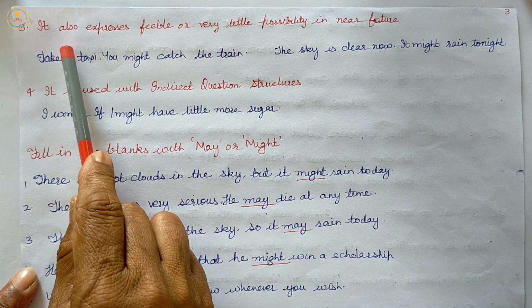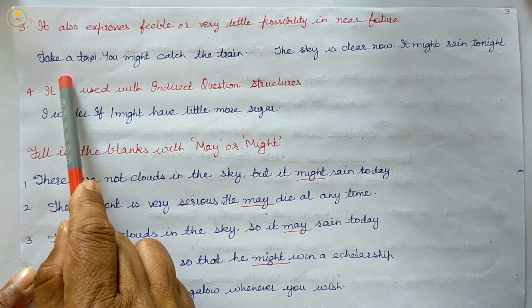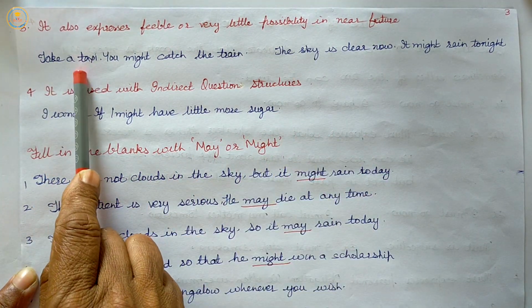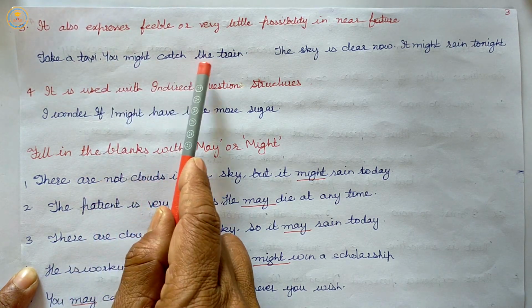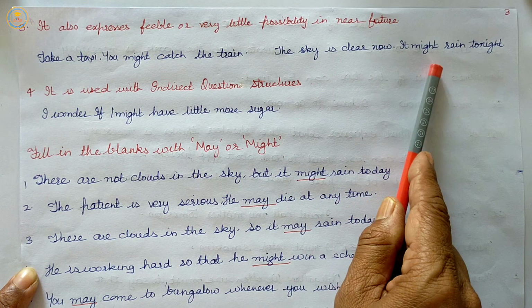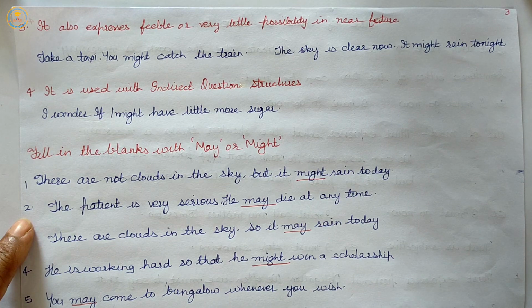So, might also expresses feeble or very little possibility in near future. Example, take a taxi. You might catch the train. The sky is clear now. It might rain tonight. So, a very little possibility in future.